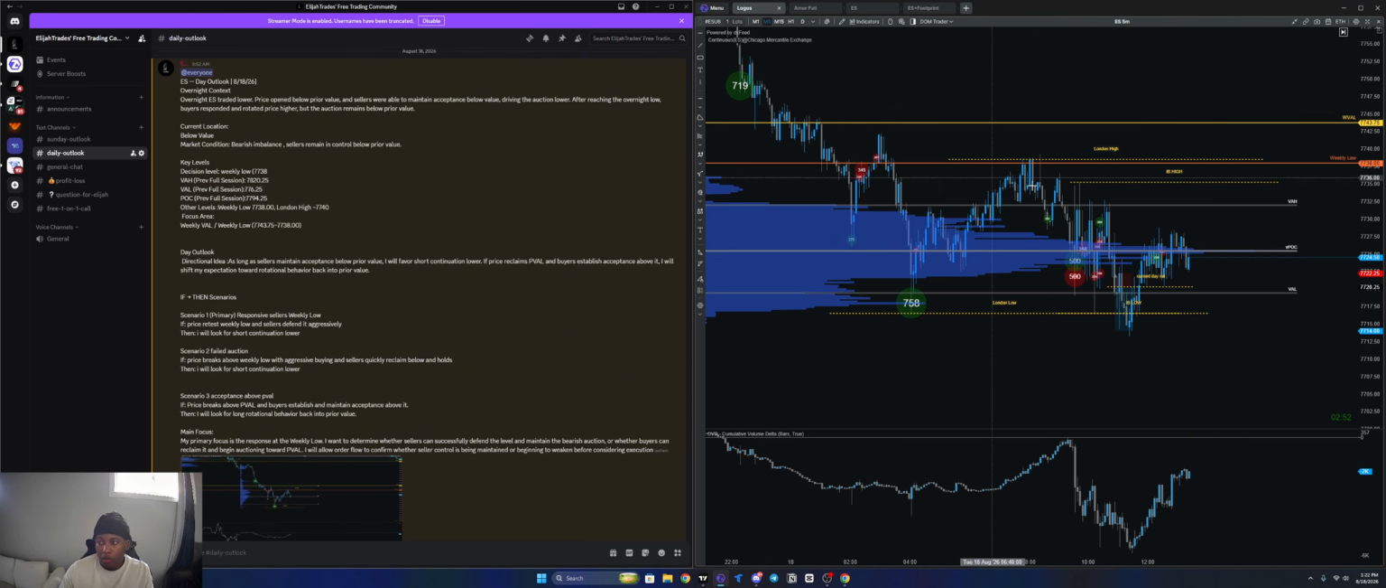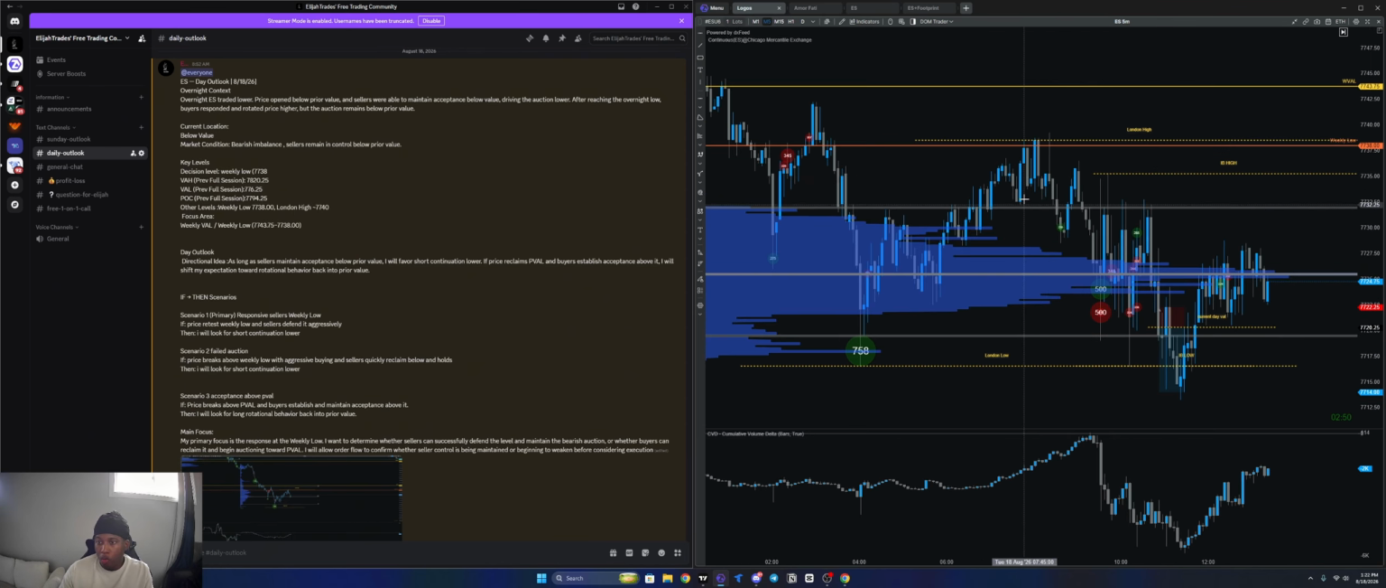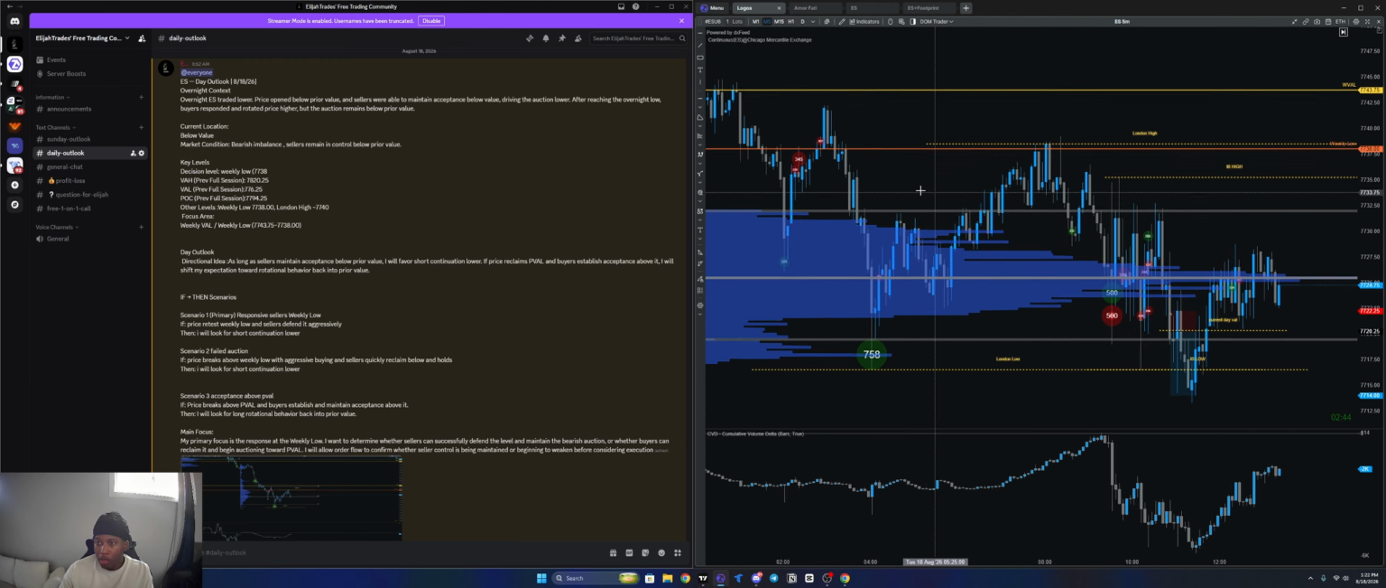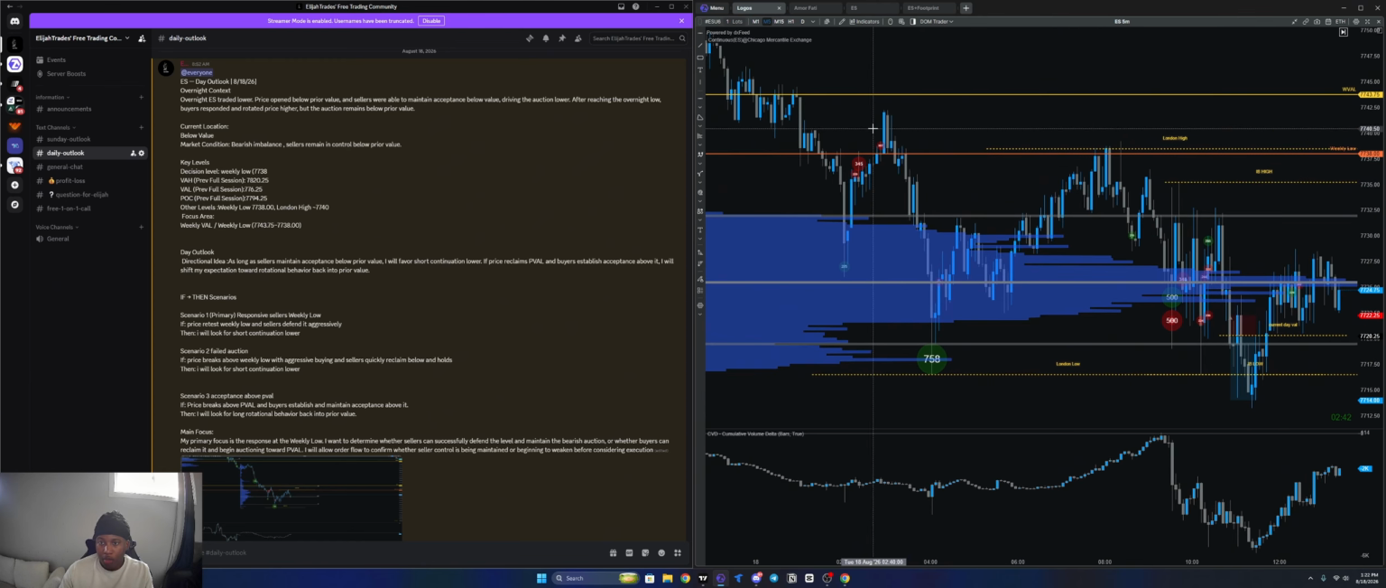My decision level was the weekly low. Why? Because we saw sellers step in and push the market lower. So as we can see over there, price broke below the weekly low, retested, and sellers were able to maintain acceptance below the weekly low and drove the auction lower.